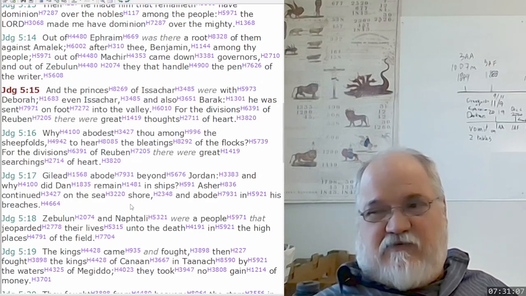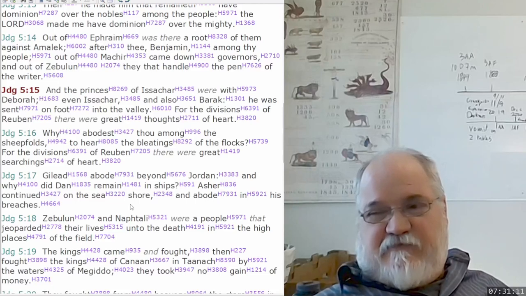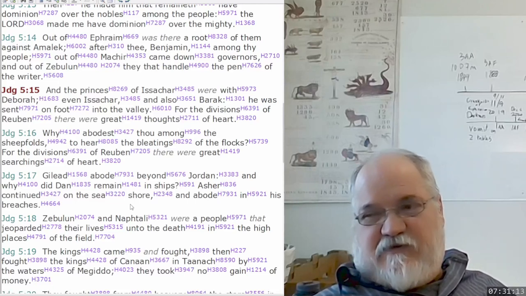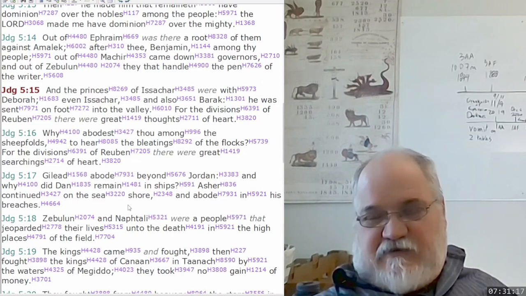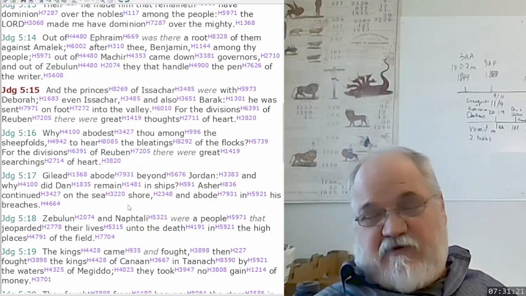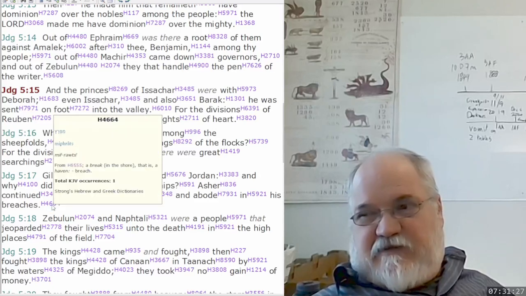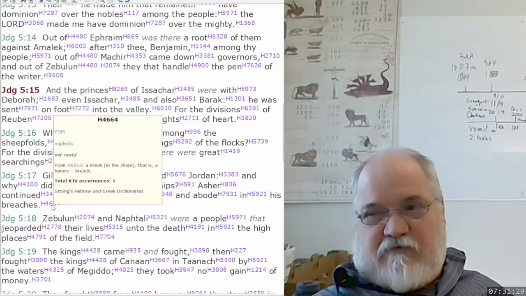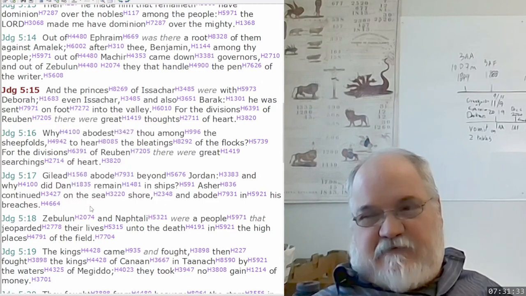Asher continued on the seashore and abode in the breaches, which Dwight noted was like the creeks. But that's just what they mean by the breaches, is that place along the shore where you have these creeks come down, and a breach is a break in the shore, right? So that's where you have the creeks come. It's a break in the shore.